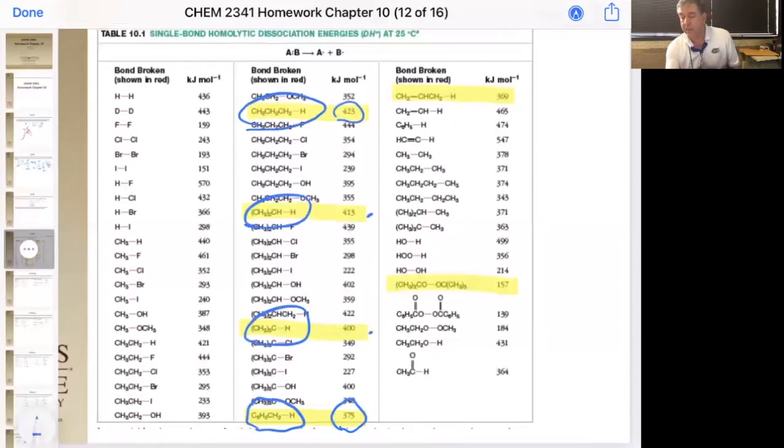And we have this at 369, and that's the allylic. So the benzylic and allylic are even lower than that tertiary, which is why they're more reactive.